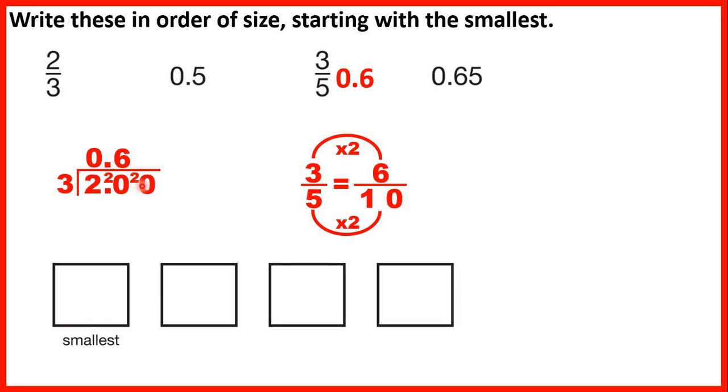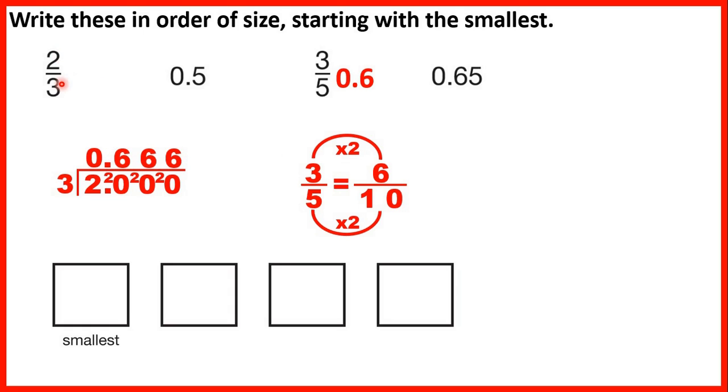But we still have 20 divided by 3, so that's 6 remainder 2 again. And then we can see that this would keep on going forever. So 2/3 is the same as 0.666, and these 6s would go on forever. It's what we call a recurring decimal.